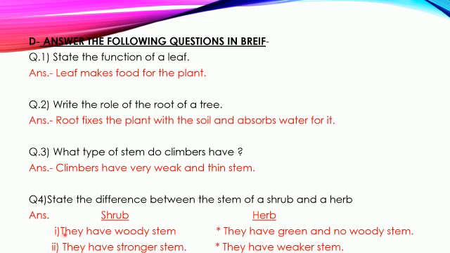First difference is that shrubs have woody stem, that means hard stem, but herbs have green and no woody stem. Their stem is green in color and that is not hard also. And second difference is that shrubs have stronger stem and herbs have comparatively weaker stem. So the stem of herbs are weaker than the stem of shrub.